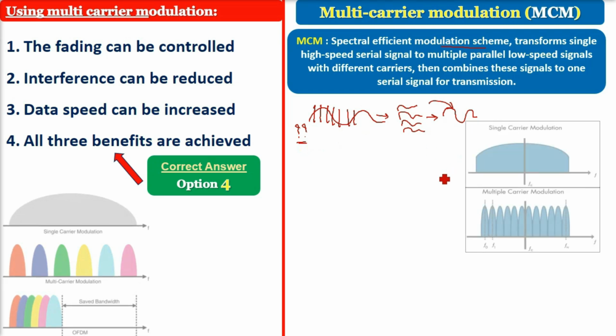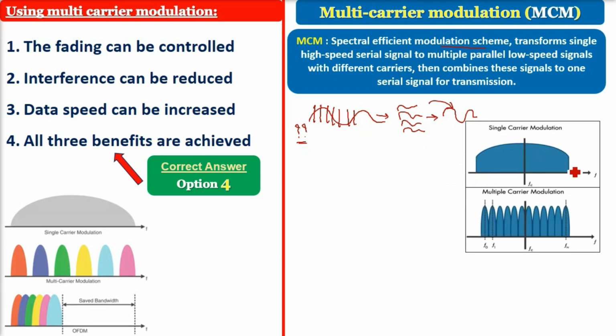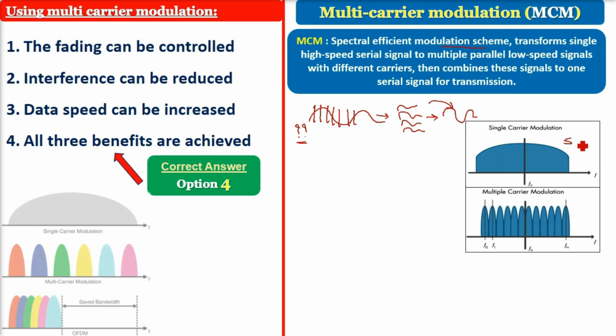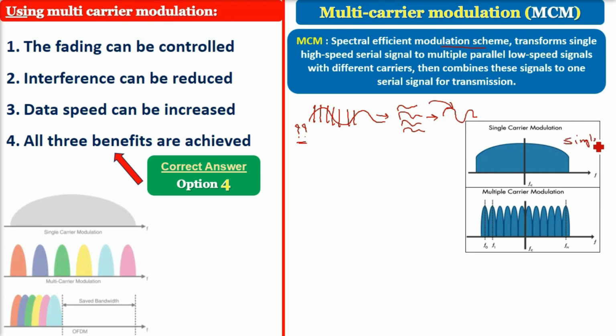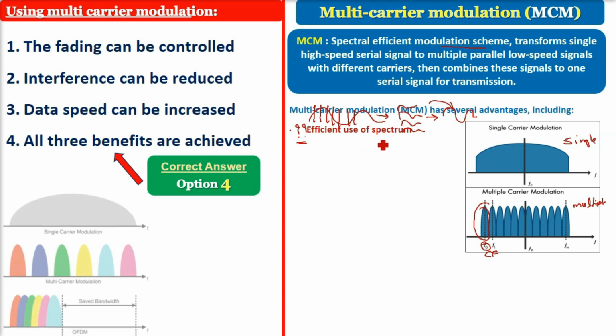So what is the use of doing this? If you see the diagram also, this is a single carrier modulation, and that has been converted into multiple low speed parallel signals. So all these parts which have been made have their own central frequency also. That's why we can combine these signals into one serial signal for transmission. So for that, we can first of all efficiently use the spectrum. That is, MCM efficiently uses the spectrum by allowing the overlap. Then we have the resistance to fading.